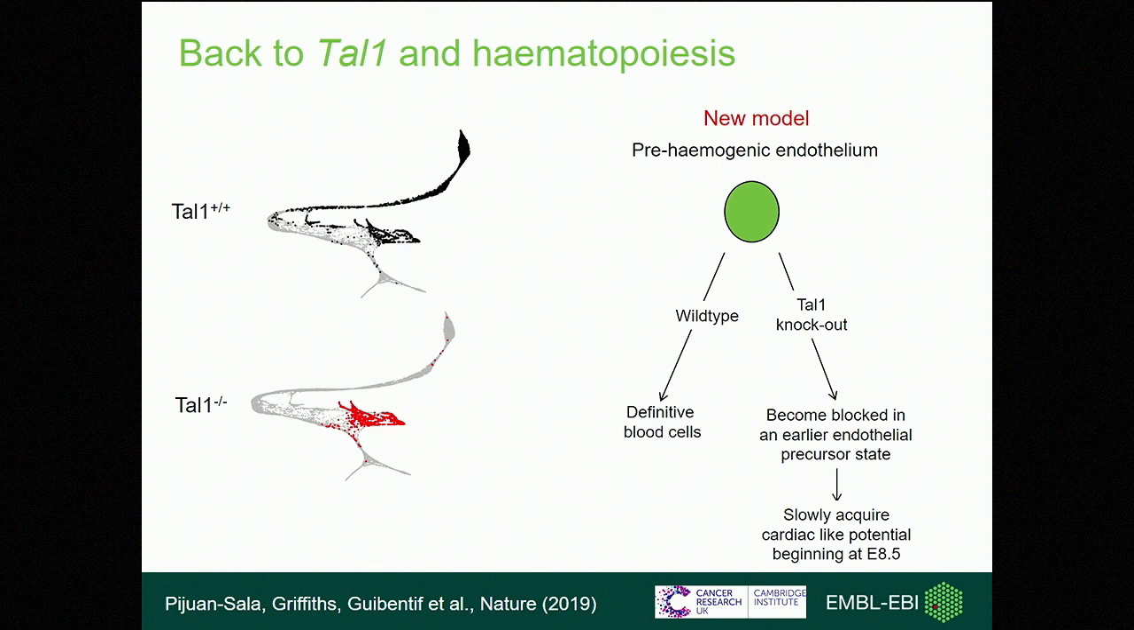They do seem to get blocked in an earlier endothelial precursor-like population, and only secondarily via these signals that we still don't quite know where they're coming from, but we speculate that it could come from extra-embryonic signaling, these cells then will begin to slowly acquire an alternative cardiomyocyte-like fate or other mesodermal cell fate beginning at around embryonic day 8.5.